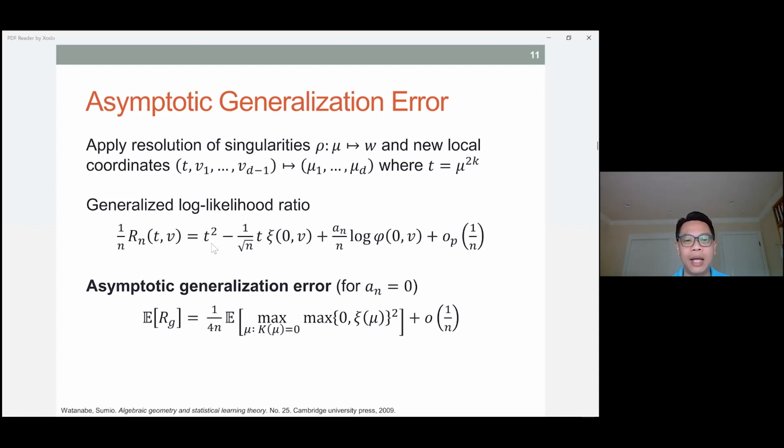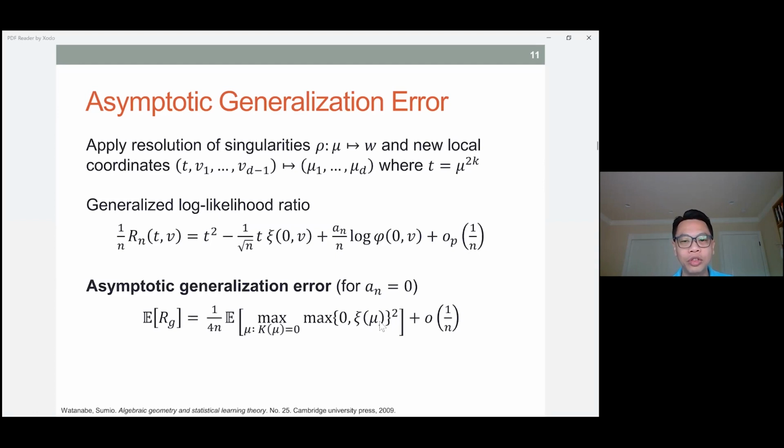So under these new coordinates, it becomes easy to minimize this number here. And you can show, as a result of this new form of the log likelihood ratio, that the expected value of the generalization error is going to be of this form. It's 1 over 4n of the expected value of the maximum over all the coordinate charts of the maximum in each chart of 0 of c of mu squared. Okay, and this is the generalization error of maximum likelihood.